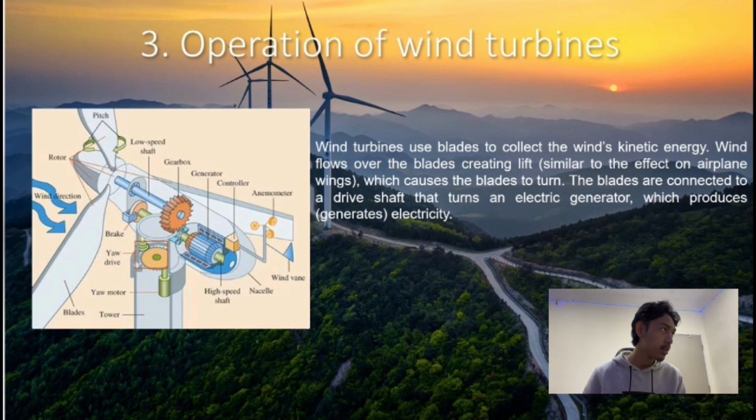So from here, the wind direction will transfer the kinetic energy to the drive shaft, and the drive shaft will turn the electric generator so that it can transfer the energy from kinetic energy to electric energy.